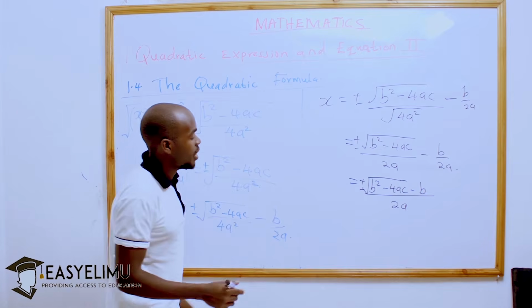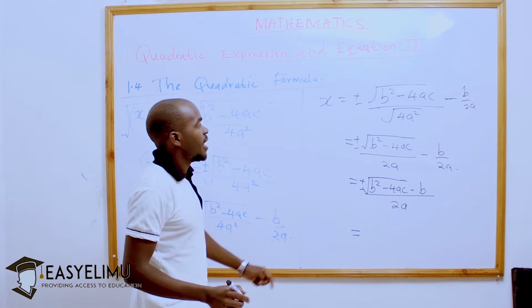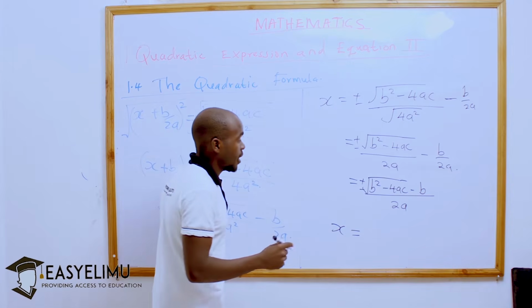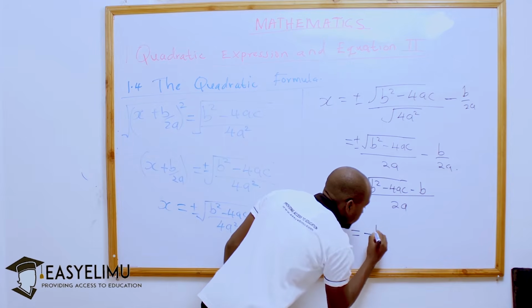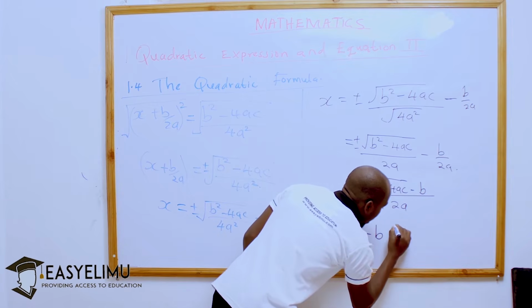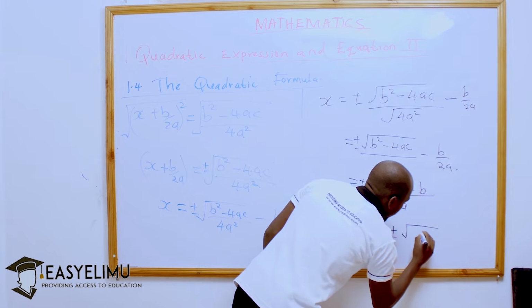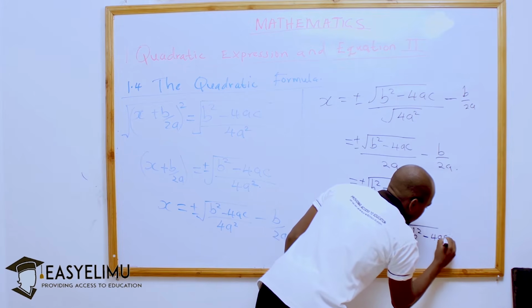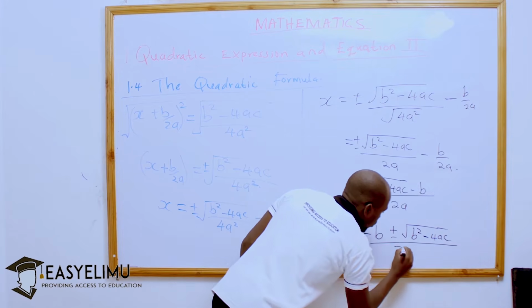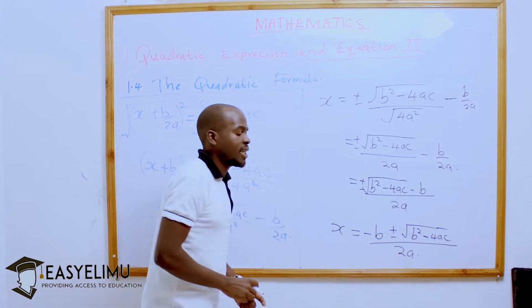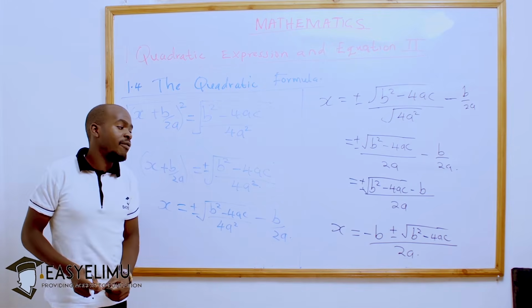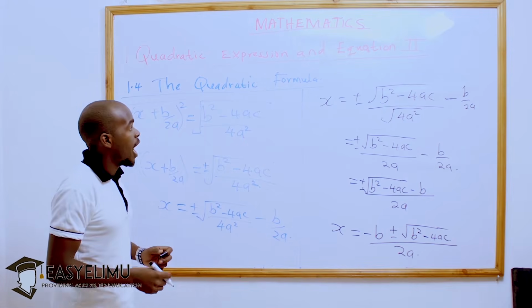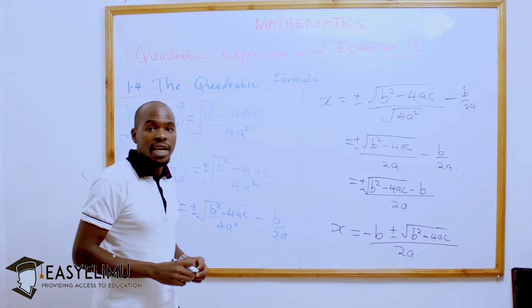So doing that one, we can say the value of x, written well, is negative b plus or minus the square root of b squared minus 4ac, over 2a. And with that, I will say that is the quadratic formula which we have derived, and we can use it to solve any quadratic equation.